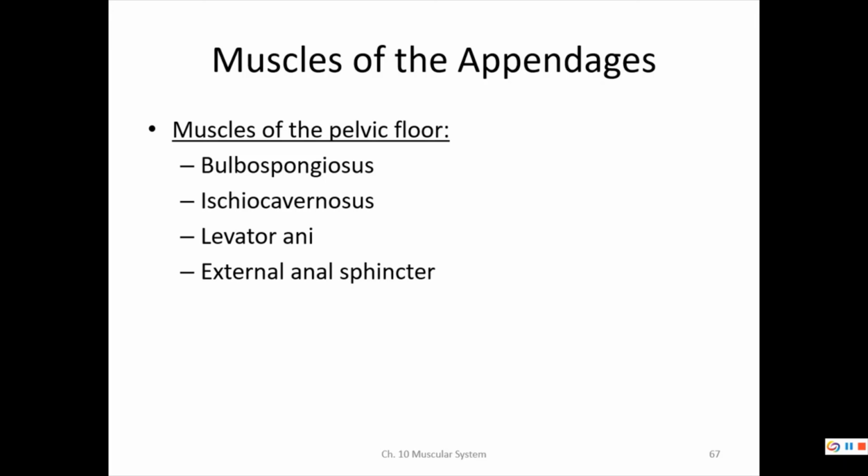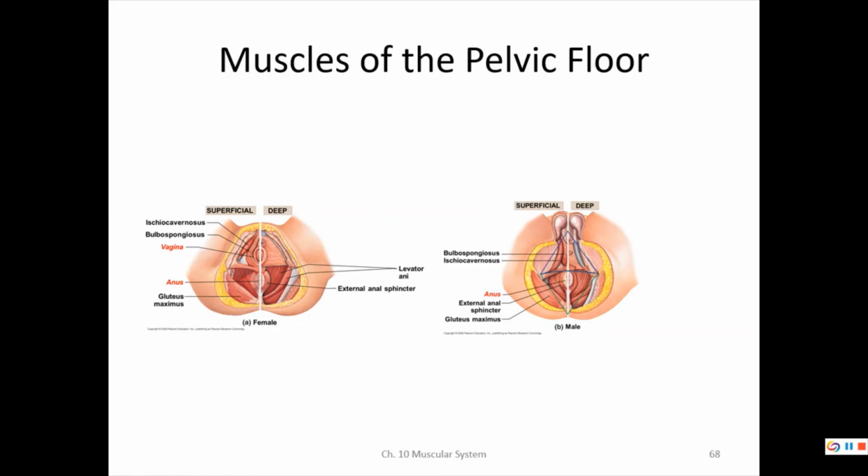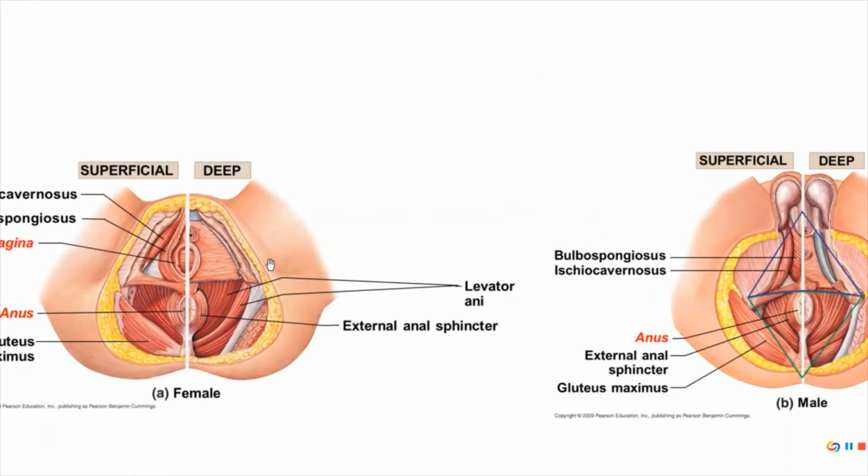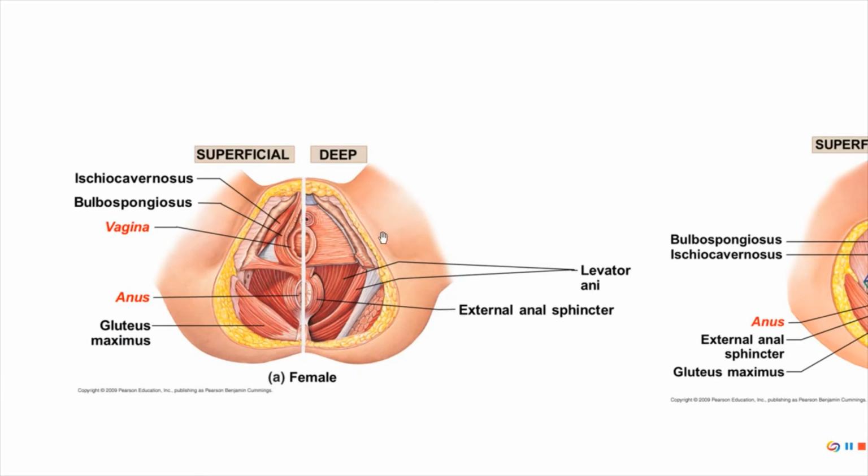So as we look at it, starting off with the female, you will see the ischiocavernosus here, lying lateral to the bulbospongiosus, which surrounds the vagina. The levator ani here, which is actually made of the pubococcygeus and ischiococcygeus muscles, forms the bottom of the pelvic floor here. These help to lift the anus, external anal sphincter.